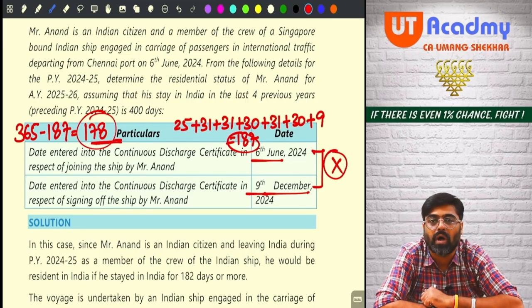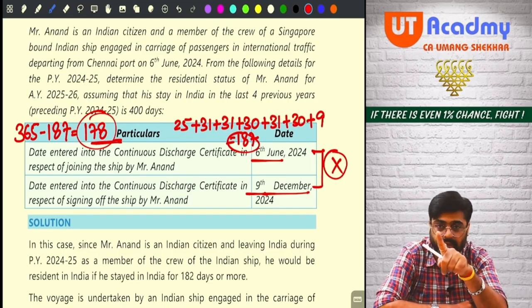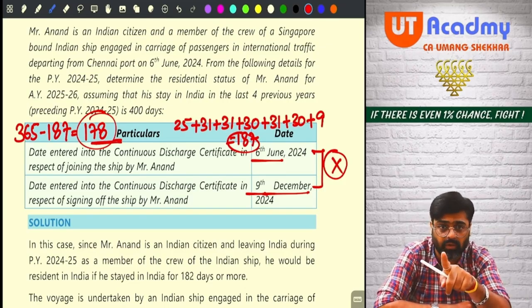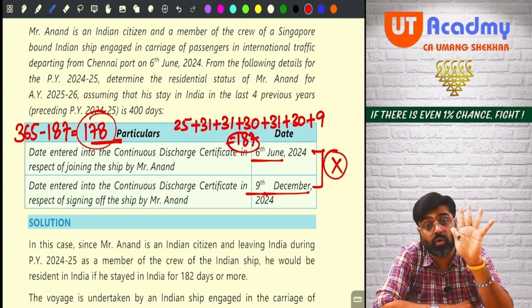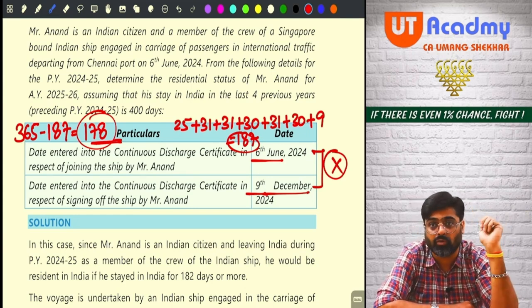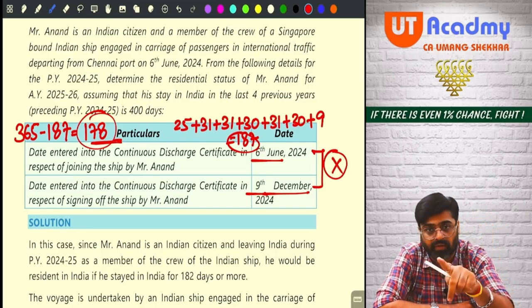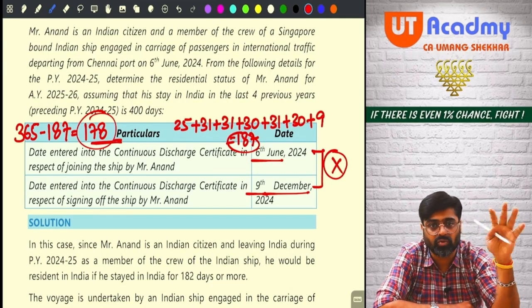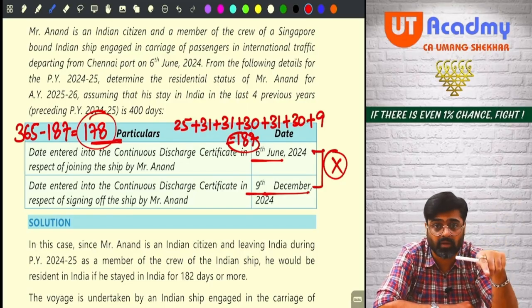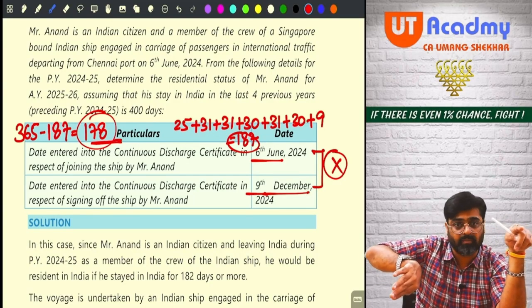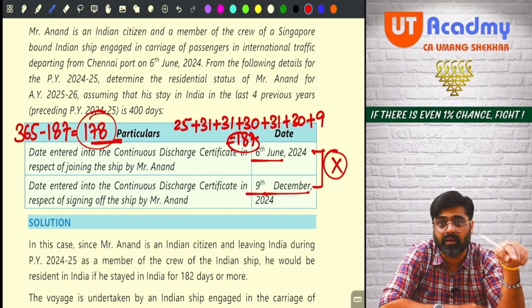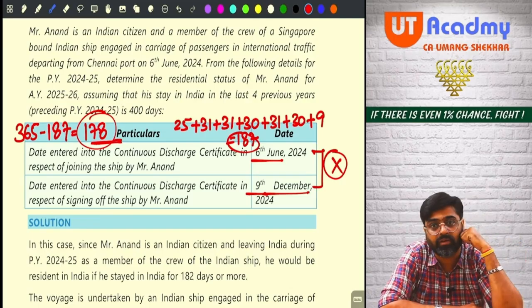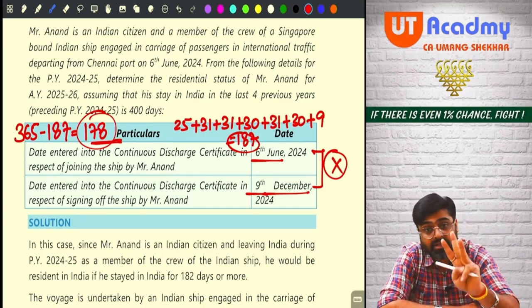Got it? Or you can directly also calculate. Take the calculator. April 30 days. May 31. And June only 5 days you will count, because from 6th you are outside India, no? June only 5 days added. Forget about June, July, August, September. From December again you are in India. So first 9 days of December, forget about it. So balance 22 days of December you are in India. So add 22 days of December. January 31 days, February 28 days, and March 31 days.